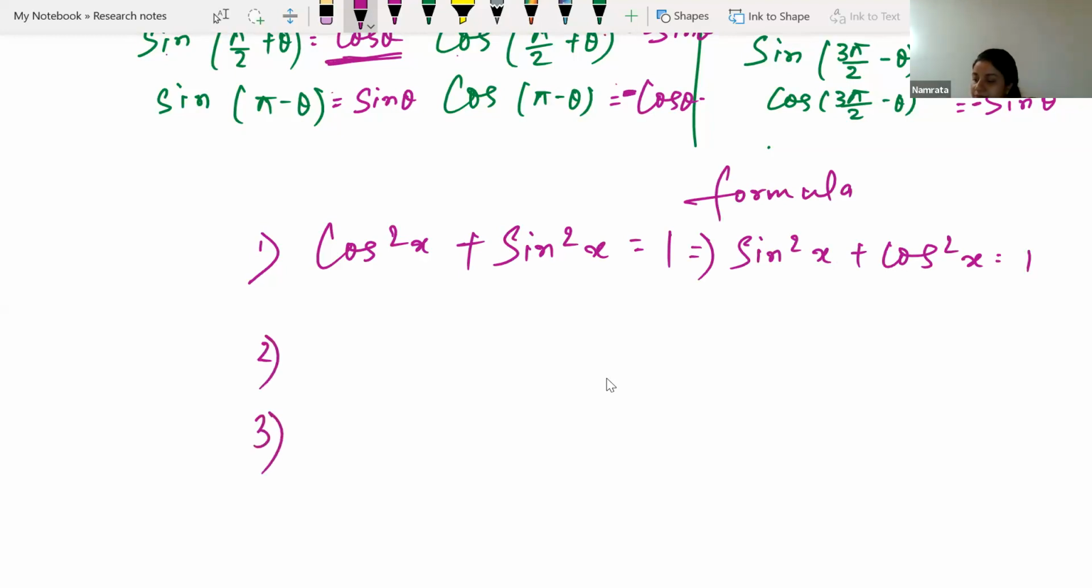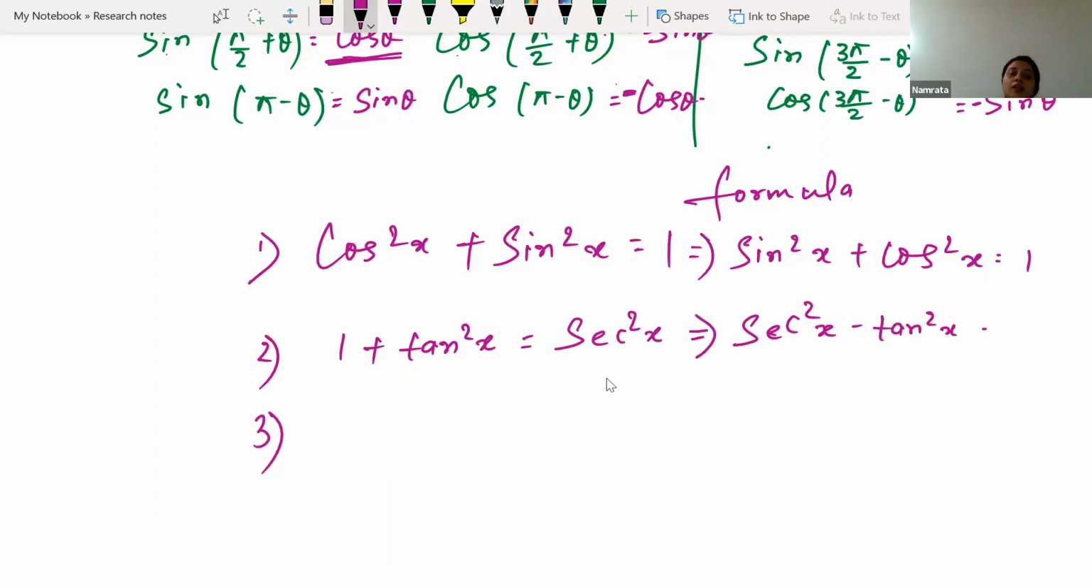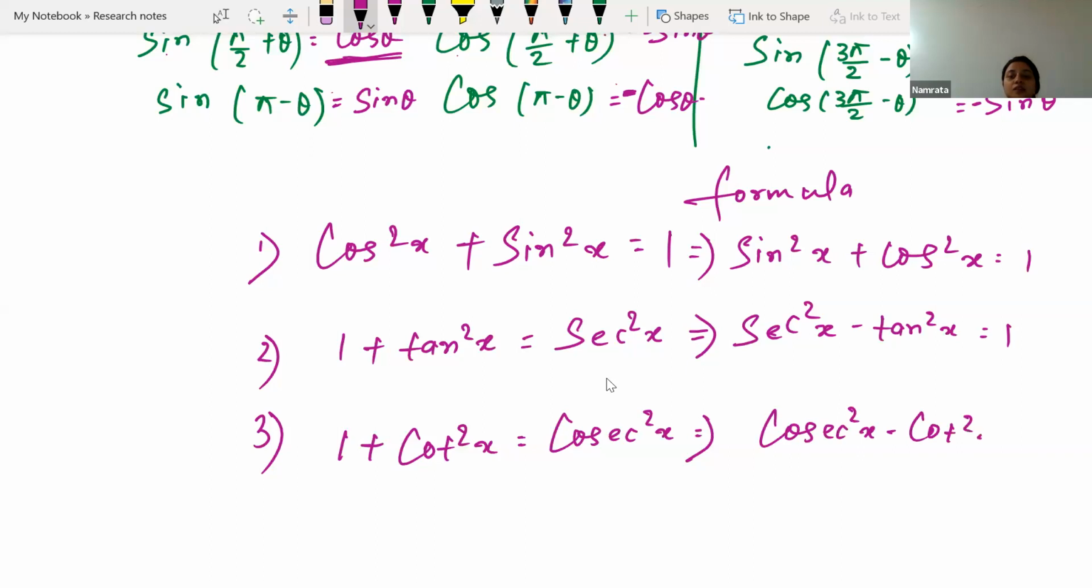One identity is written like this: 1 plus tan square x equals sec square x. This can also be written as sec square x minus tan square x is equal to 1. The third identity written over here is 1 plus cot square x is equal to cosec square x, which can be written as cosec square x minus cot square x is equal to 1.